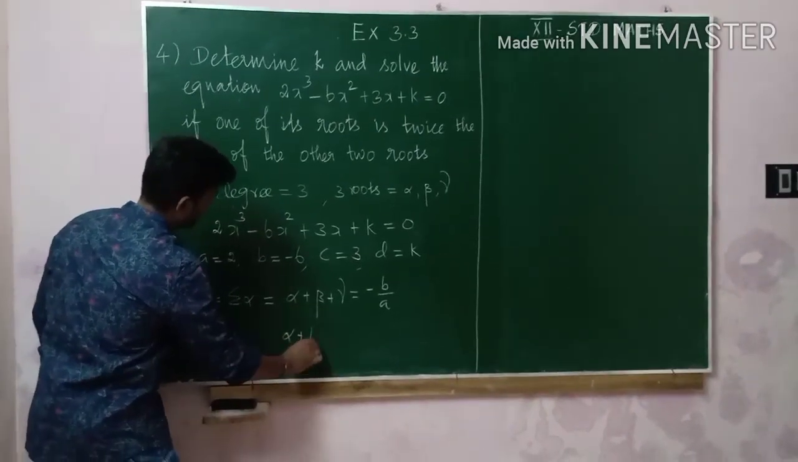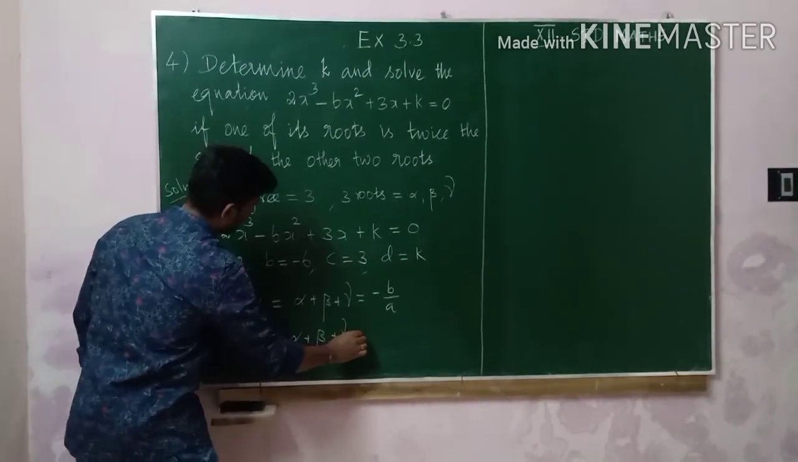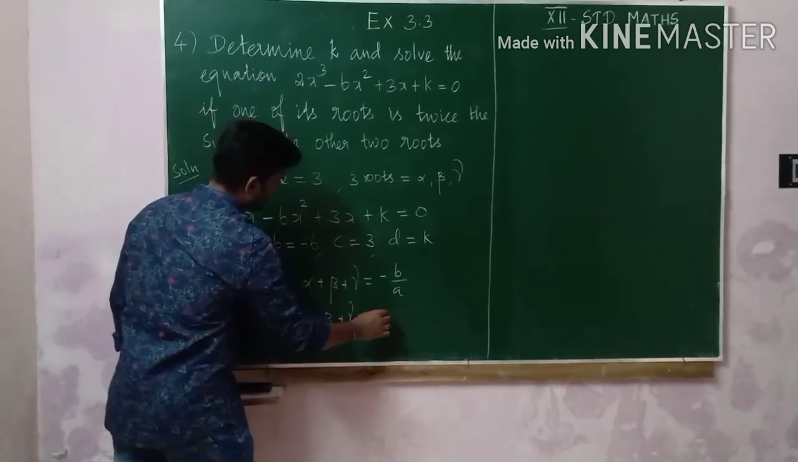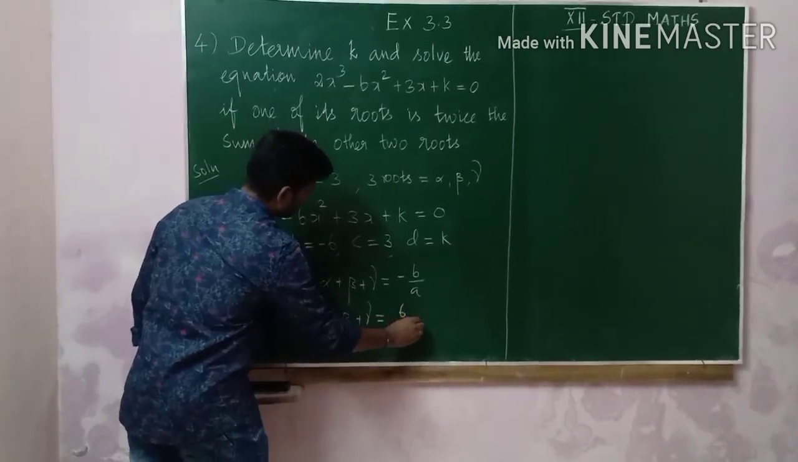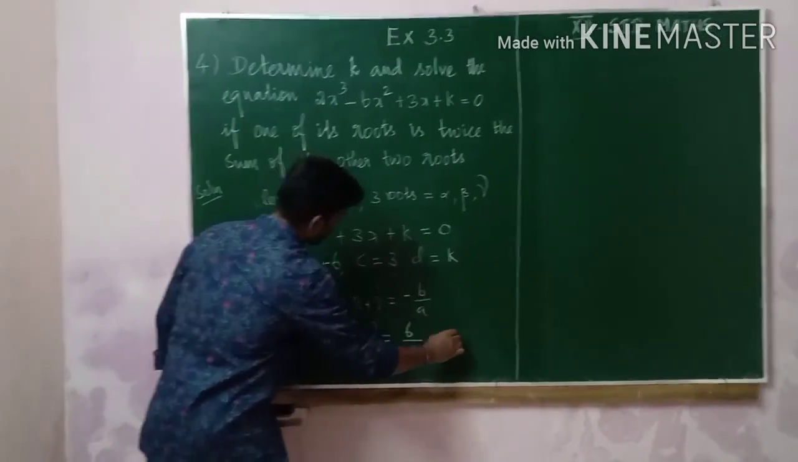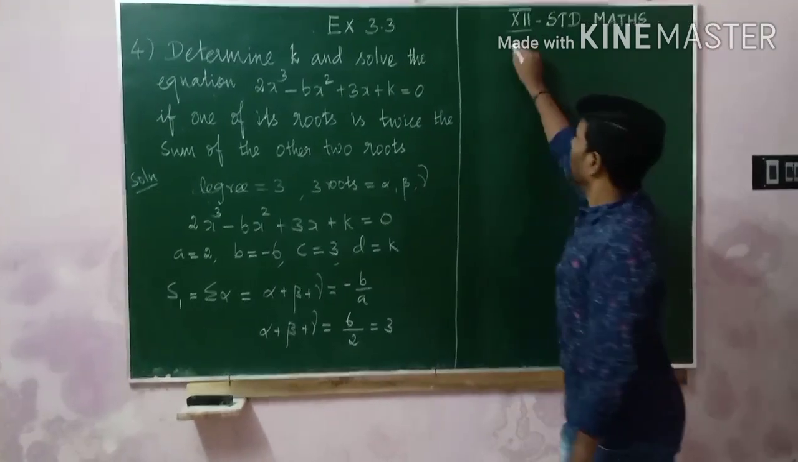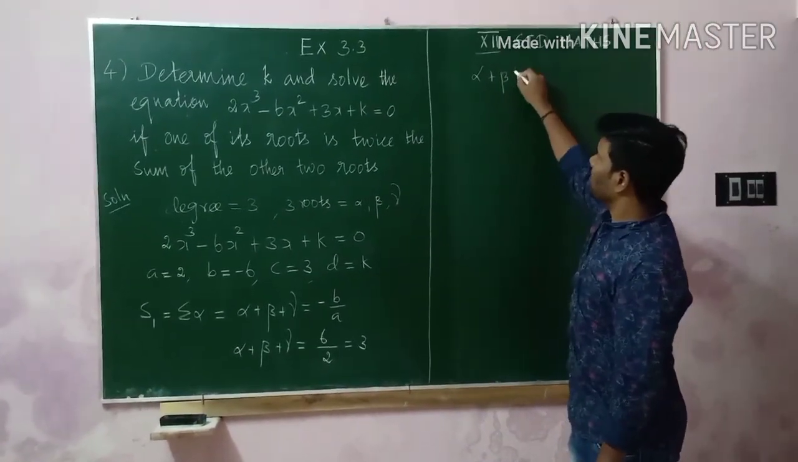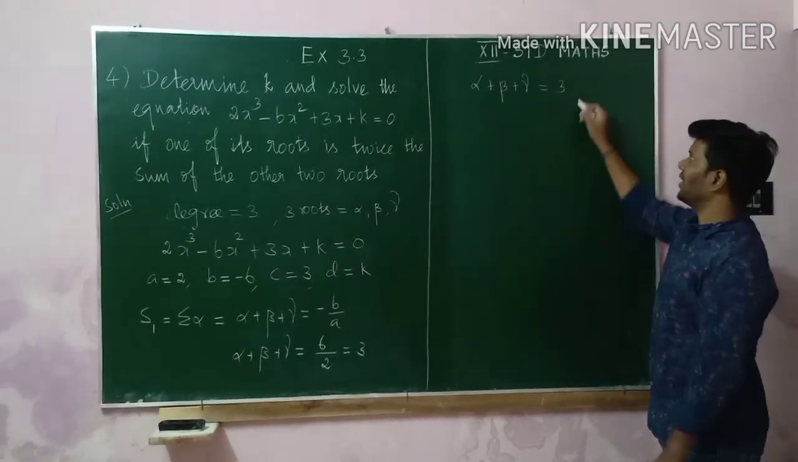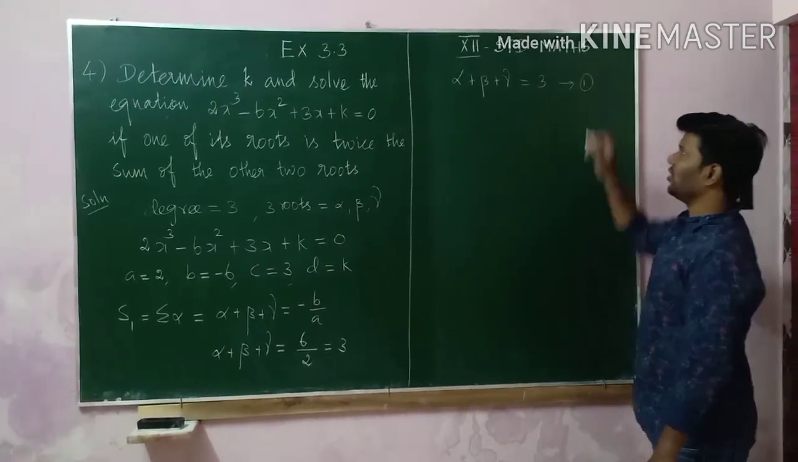So alpha plus beta plus gamma is equal to minus b by a. Minus 6, so minus of minus 6 is plus 6, by a, which is 2. So 6 by 2 is equal to 3. Alpha plus beta plus gamma is equal to 3. Take it as the first equation.